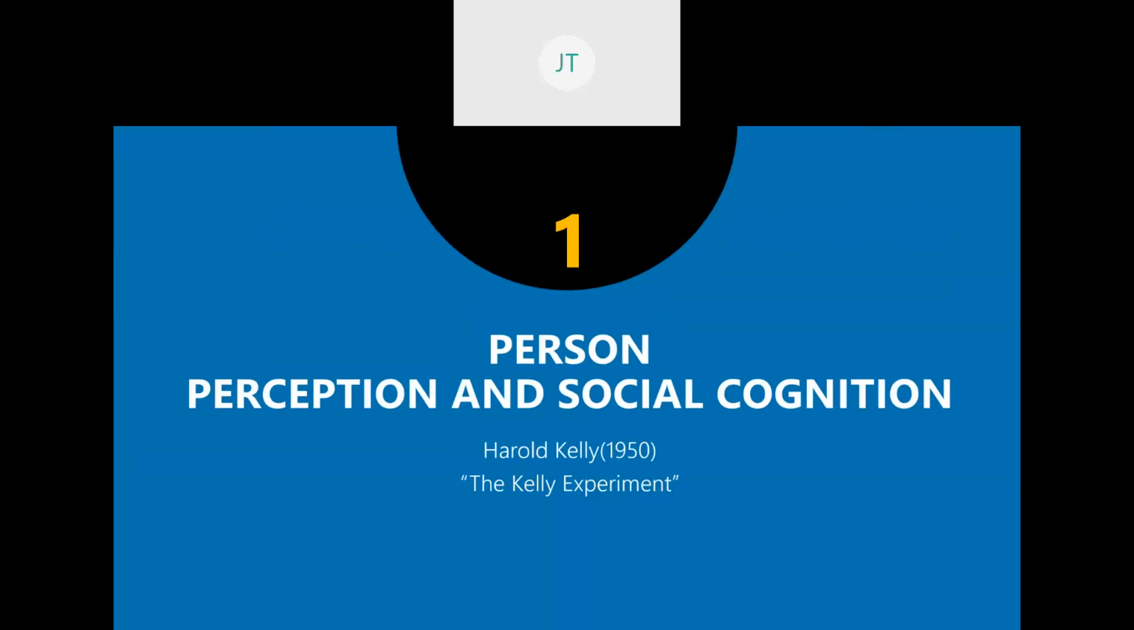So, perception and social cognition. Harold Kelley, 1950, and there is a very famous Kelley experiment. Sorry, please read it up. We will try to cover it a little bit in the next slide, but please read up on that a little more. Google it. It's a very interesting experiment, and one of the very famous known experiments in this topic.